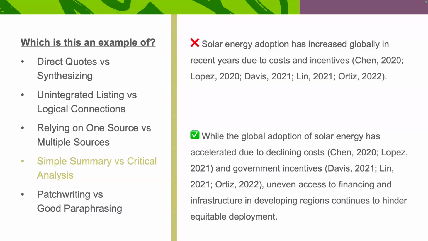I would say I intended this to be an example of the simple summary versus critical analysis. We don't want to just make a claim and then throw 6 people that support that claim at the end of the sentence, and there's no traceability on how they provided context to that. So instead, we could say, while global adoption of solar energy has accelerated due to declining costs, which Chen and Lopez investigated, and government incentives, which Davis, Lin, and Ortiz contributed to, uneven access to financing and infrastructure in developing regions continues to hinder equitable deployment.